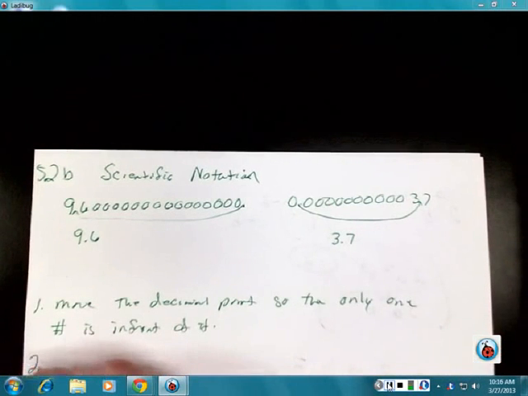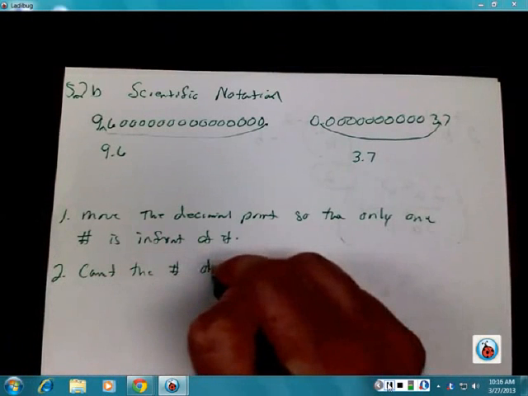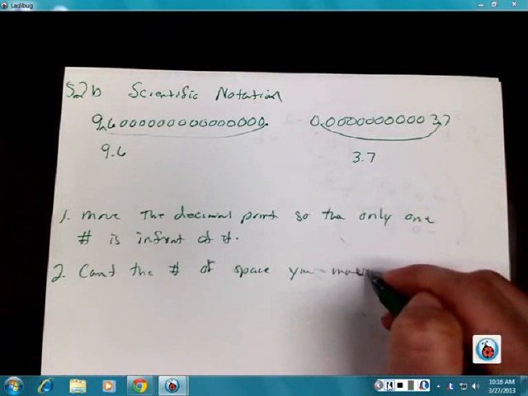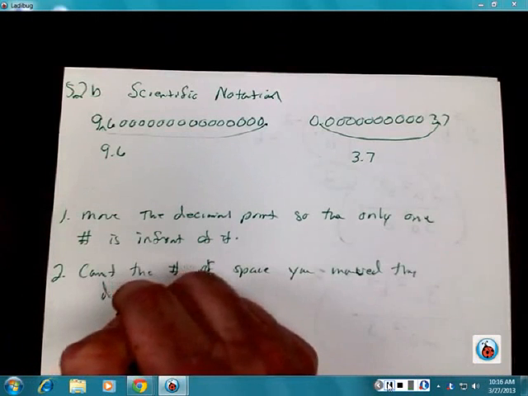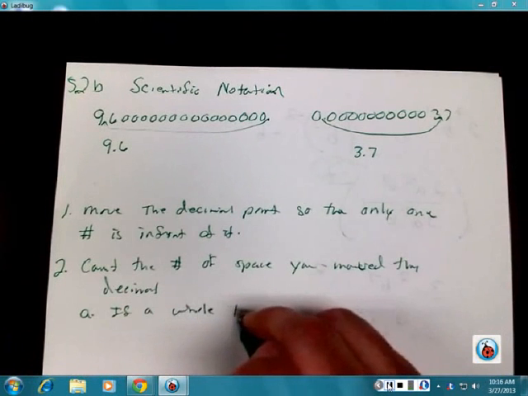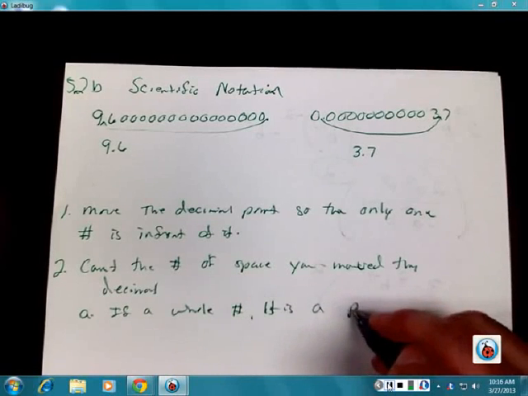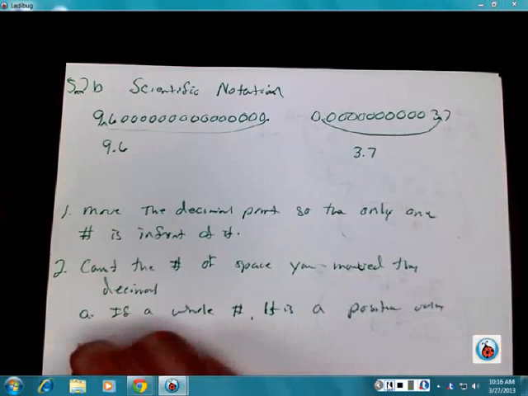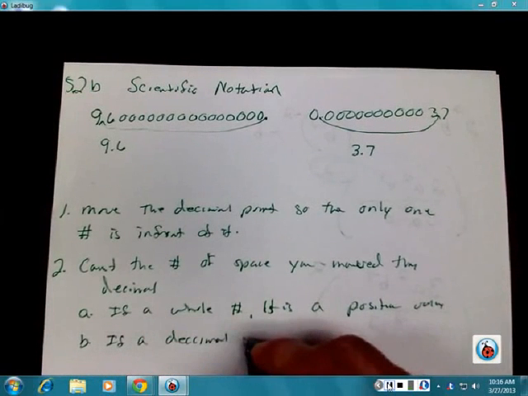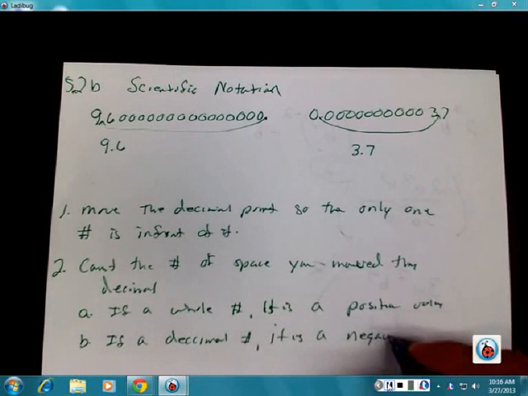Step 2 is count the number of spaces you moved the decimal point. If it's a whole number, it is a positive value, and if it's a decimal number, it is a negative value.